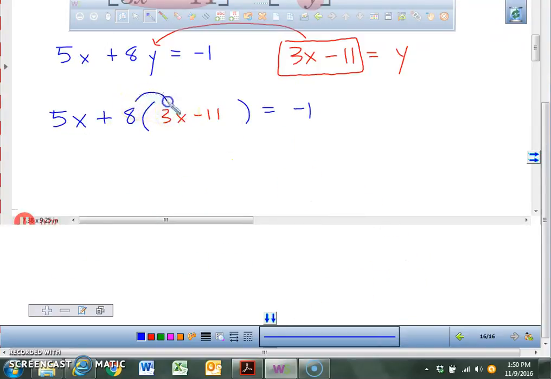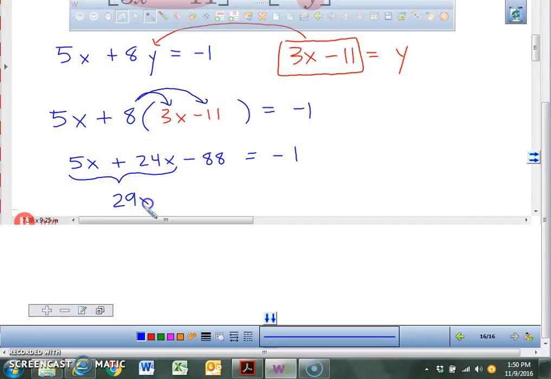So you distribute your 8 to both numbers. Get 5x plus 24x minus 88 equals a negative 1. Now you can look for your x's that you're allowed to combine. Here's some like terms right here. Those combine to 29x's minus an 88 equals a negative 1.